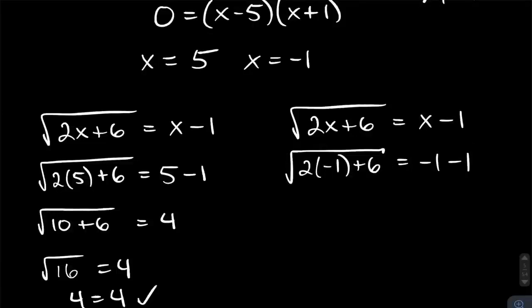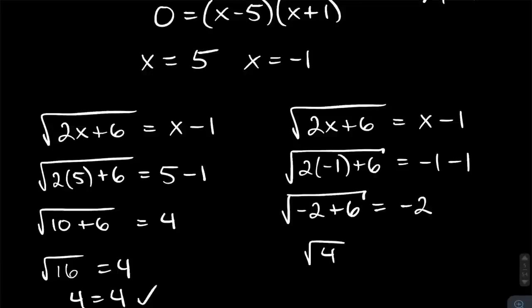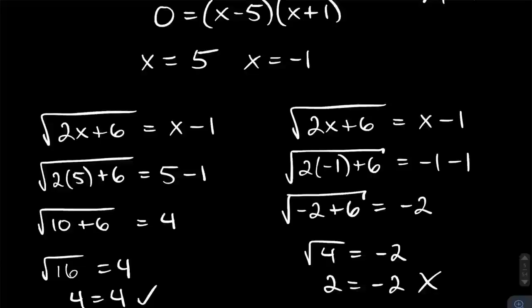So this ends up being the square root of -2 plus 6 equals -2. You get the square root of 4 equals -2, and you get 2 equals -2. That's not right. But notice how this was a solution to the negative version of the equation. Watch what happens. We put a negative here, and then yeah, they would have worked, right?